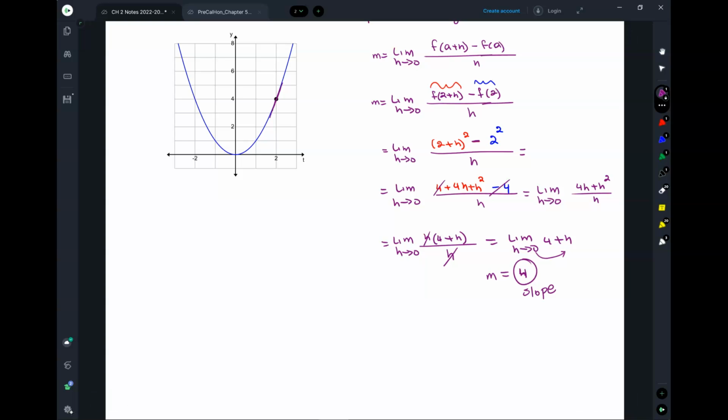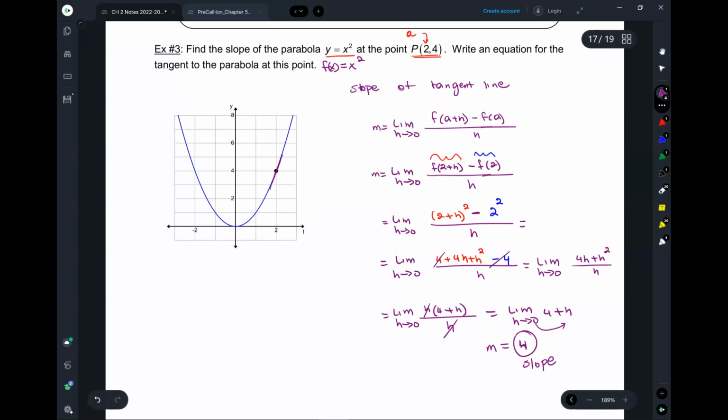Will it always be the same as the y-axis? Oh no, it's just a weird coincidence. Okay, so that's the slope. That's great because we just did the first part of the question.